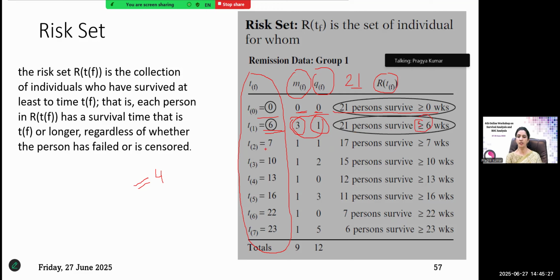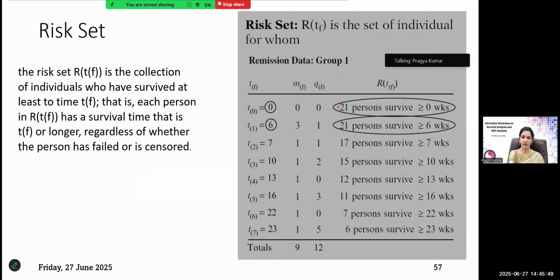Now, if you come to the third time, which is the 7 week. If you see the 7 week, there was one person who had this event and there was one person who got censored. So what will be the risk set at time 7? If I have to calculate the risk set at 7 weeks, I will deduct these 2 from this original number. So from 21, I will deduct 3 plus 1, 4. So here it will be 17 people who have survived for more than or equal to 7 weeks.